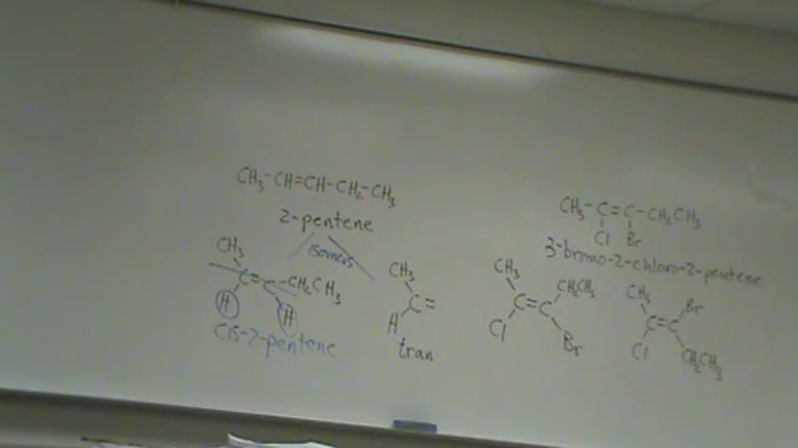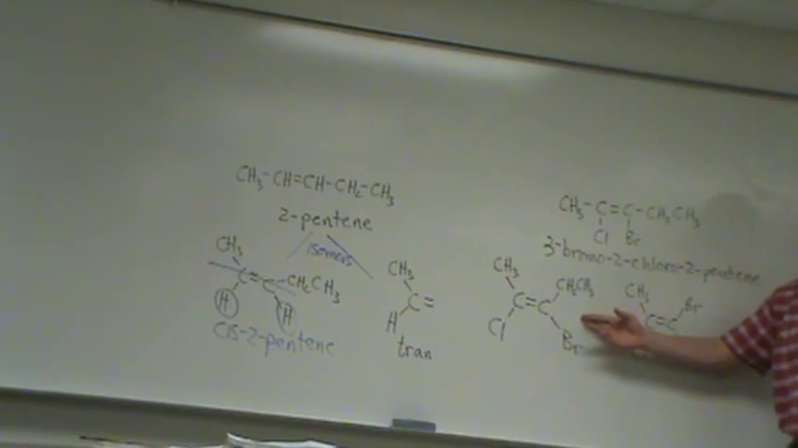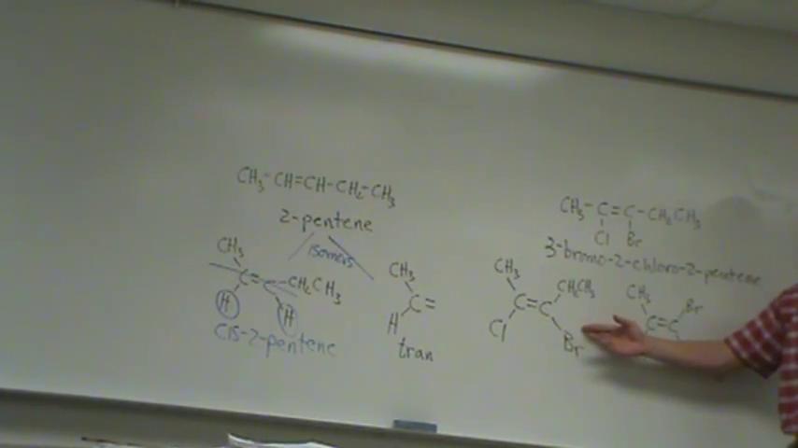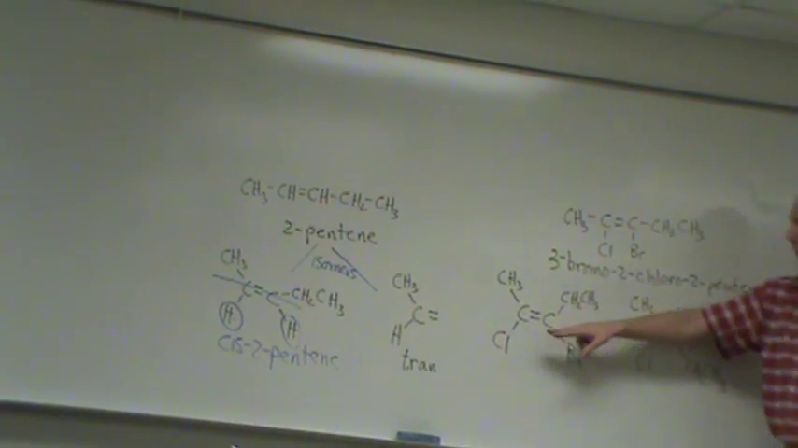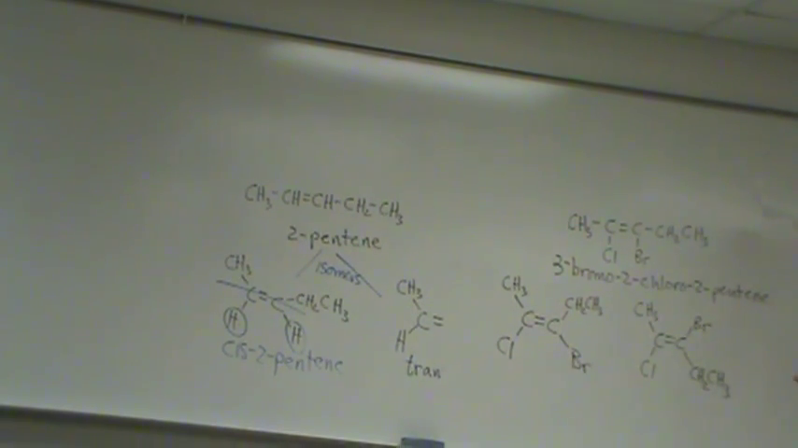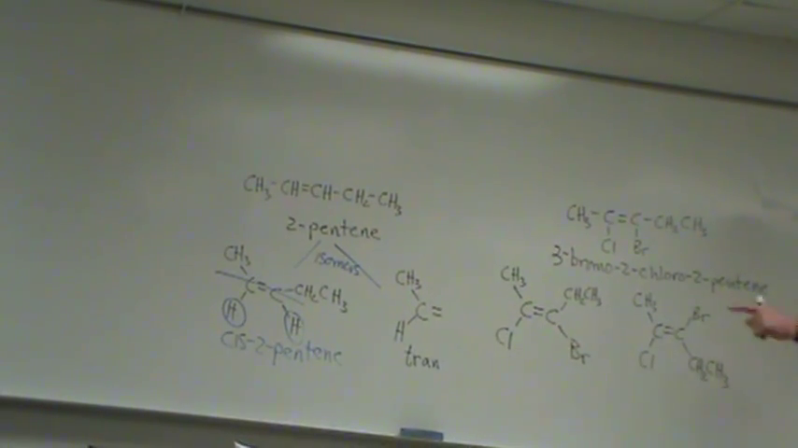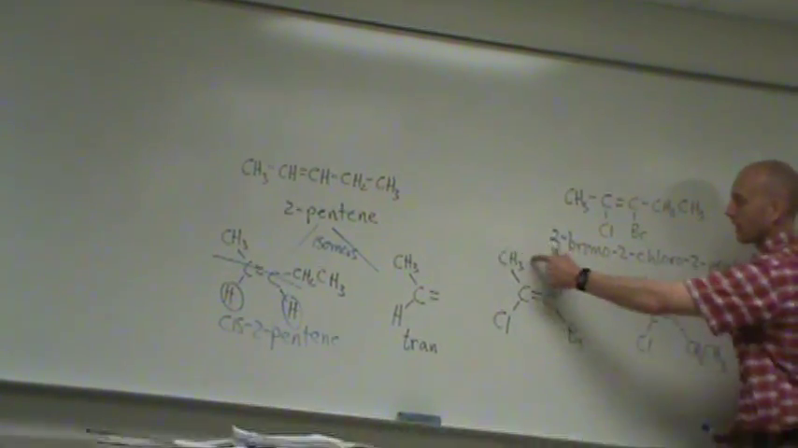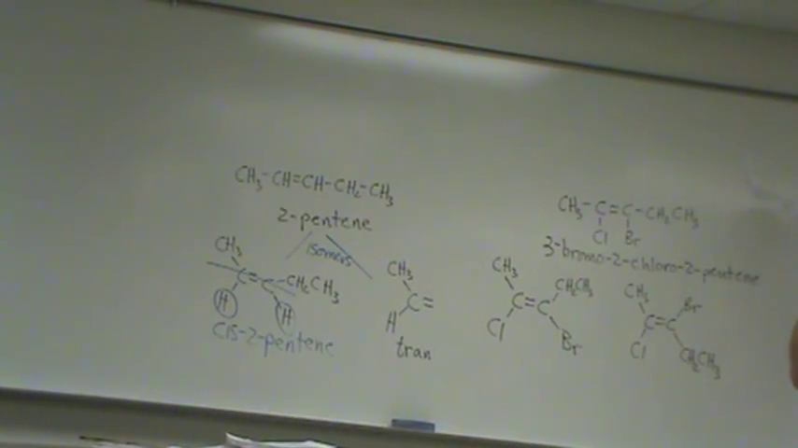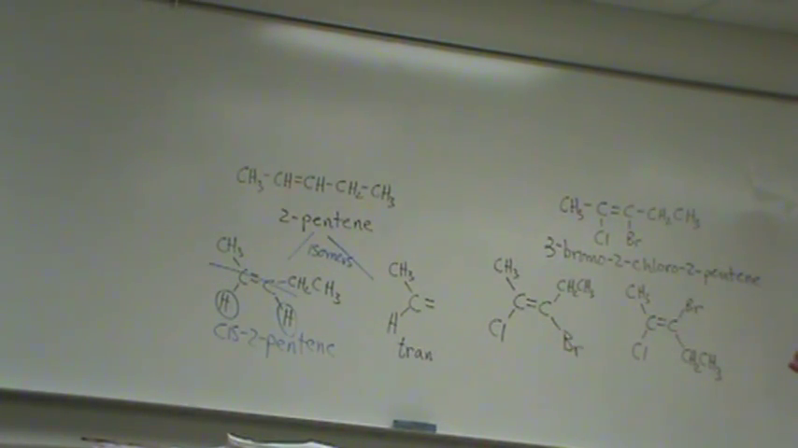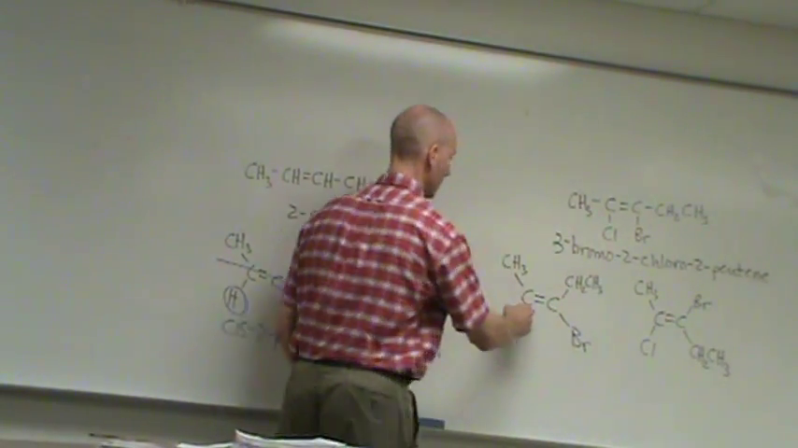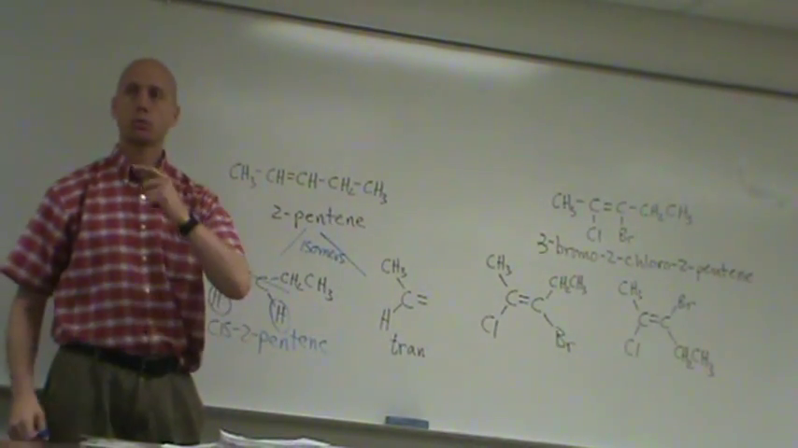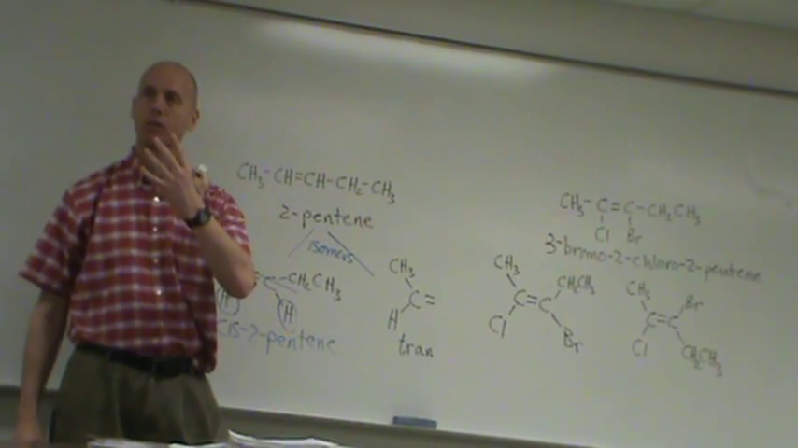But here, is that cis or trans? What's different compared to over there? I don't have 2 of the same groups. Over there I had 2 hydrogens. Here, all 4 are different. So, how do I do this? Well, what I do is I come to 1 carbon of the double bond, and I use my chapter 5 skills.